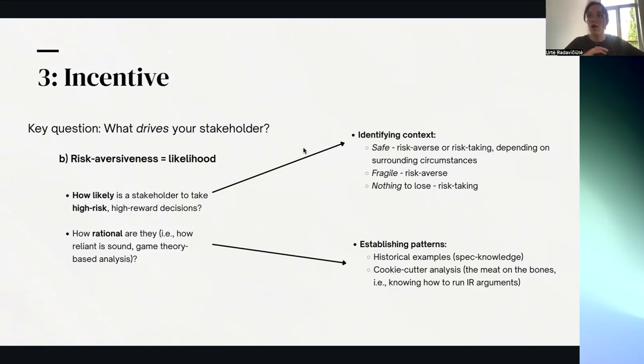And you can also have a more cookie cutter type analysis, which is just generally, if you know how to run IR arguments, or if you know how to run social justice arguments, then you might want to try and apply that analysis to a more specific scenario, which relates to a specific country or specific social justice movement. But here, there's really not much to do from an analytical point of view.